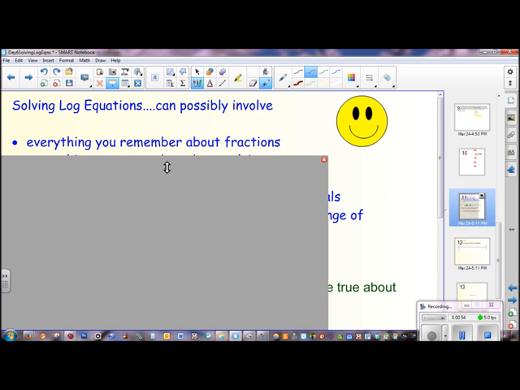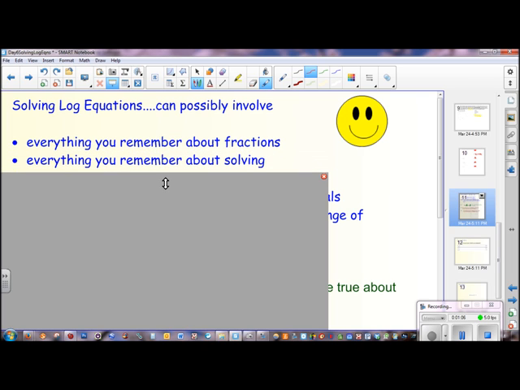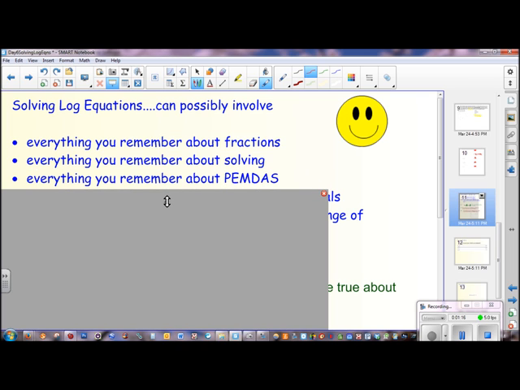Yes, you can have fractions pop up in these equations, and you have to know how to work with your fractions, and that's from basic algebra or working with our rational expressions back in Unit 2. Everything you remember about solving, in other words, getting the variable term isolated, and once you have the variable term isolated, then getting that variable by itself. Everything you remember about PEMDAS, you have to do things in the proper order.